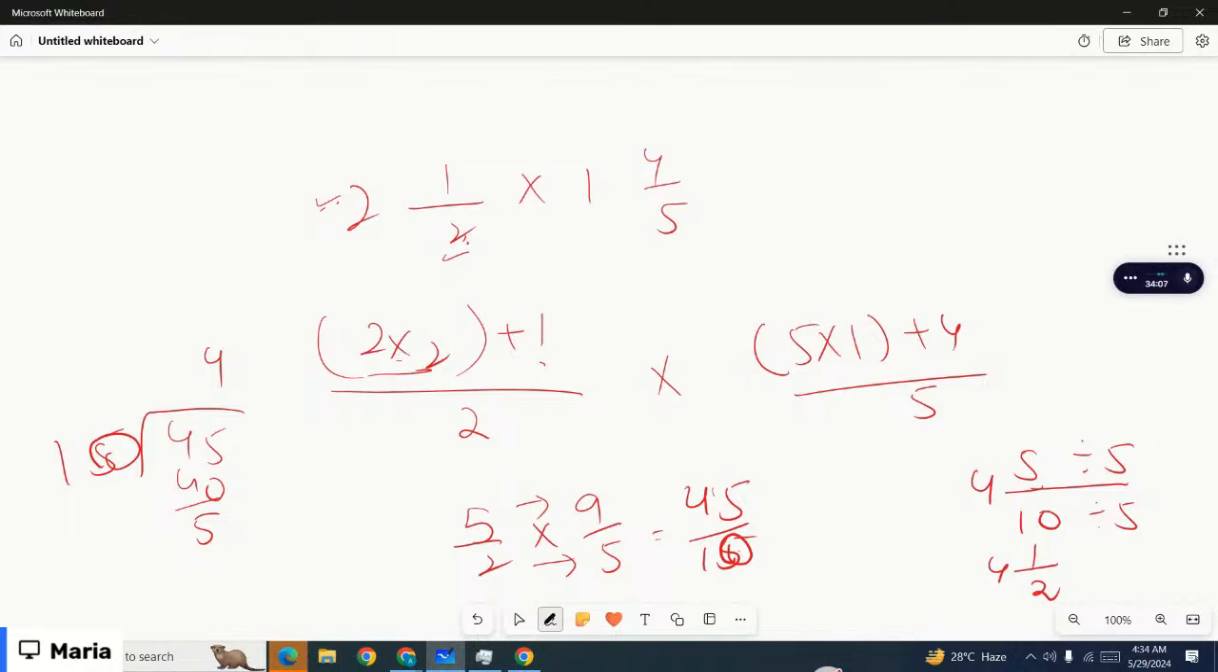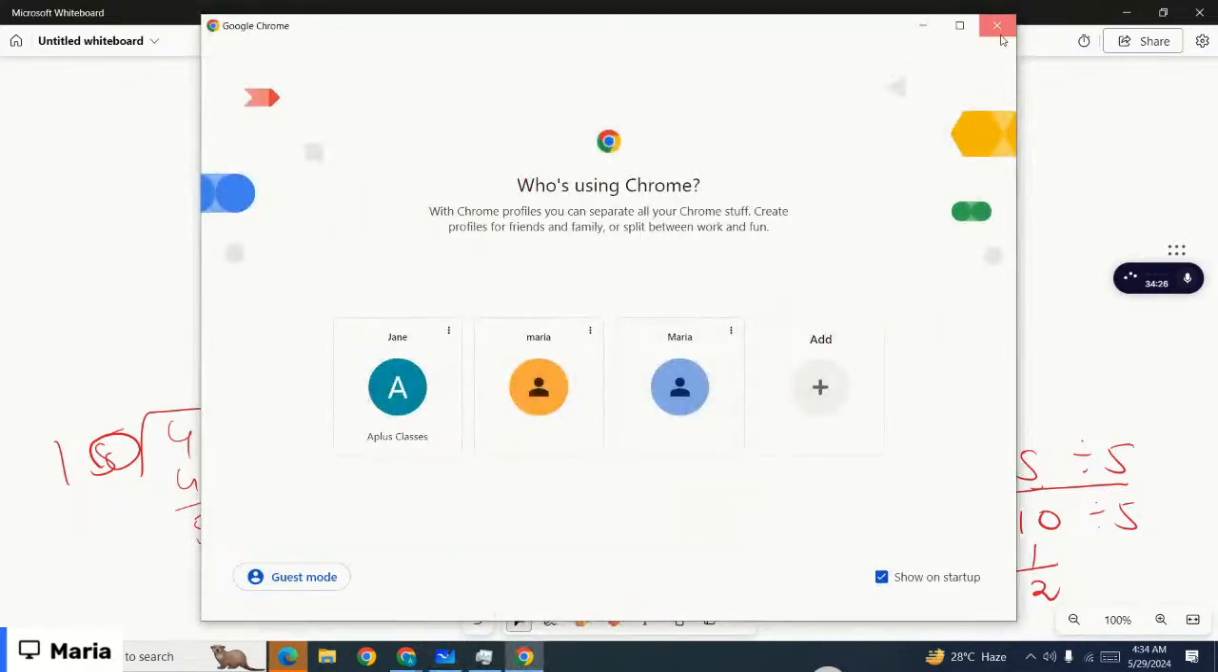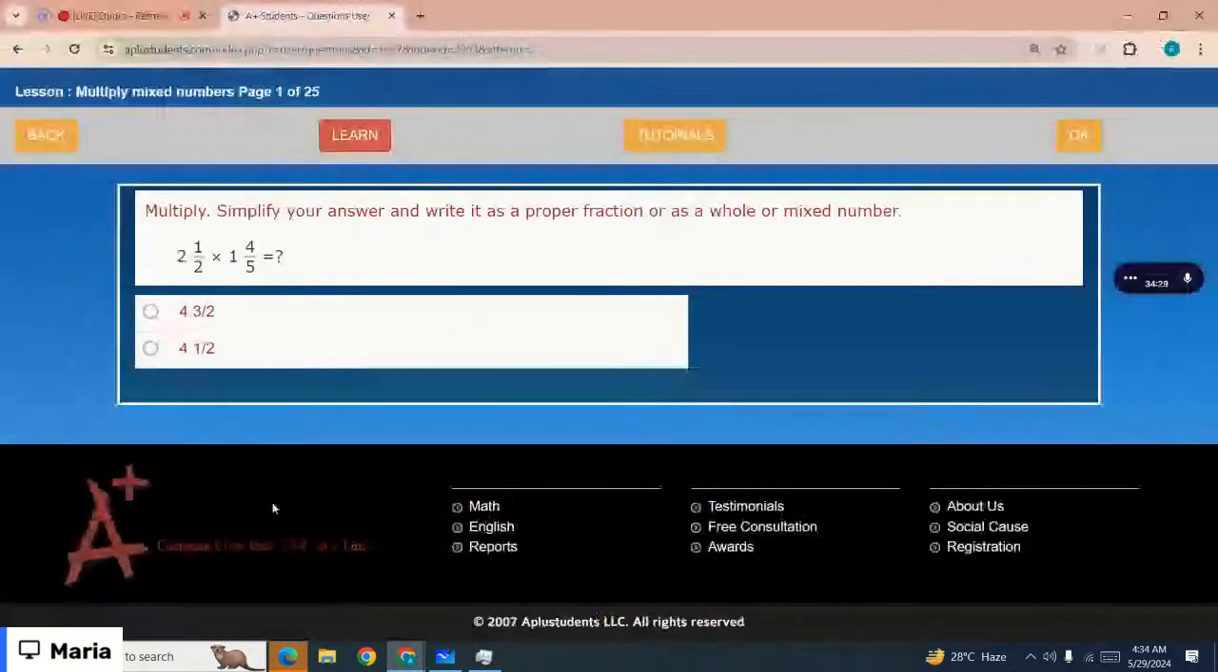Same you have to do with the other fraction. You have to do 5 times 1 is 5. You need to add 4. So that is 5 plus 4, 9 over 5. So you have to multiply numerator times numerator and denominator times denominator. Then you have to divide. So the correct option is 4 whole 1 over 2. Option number 2 is the correct option.